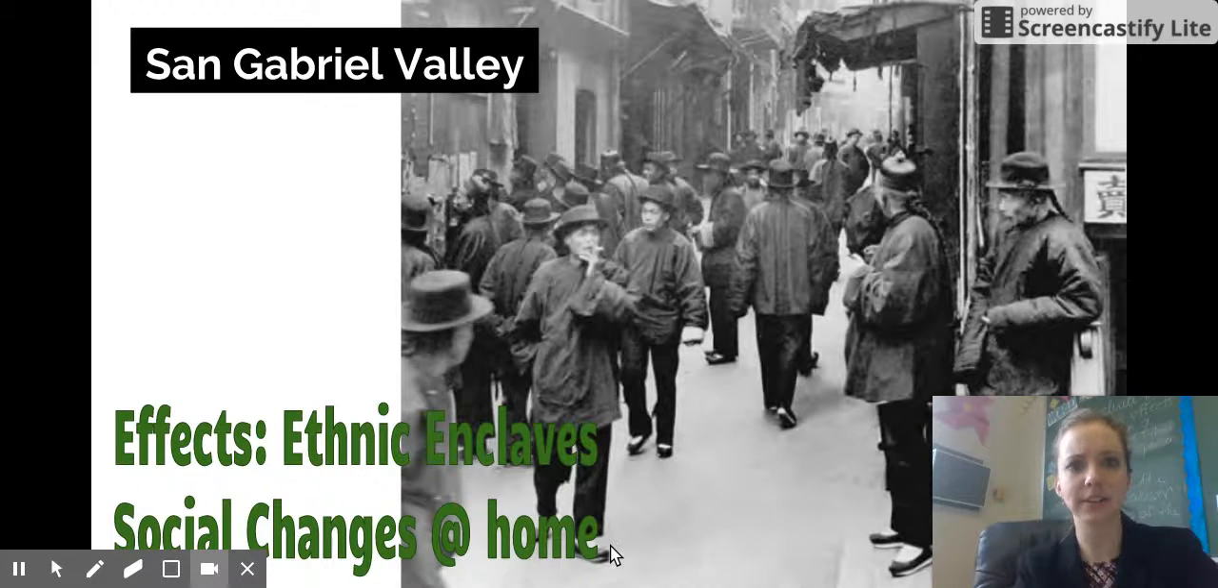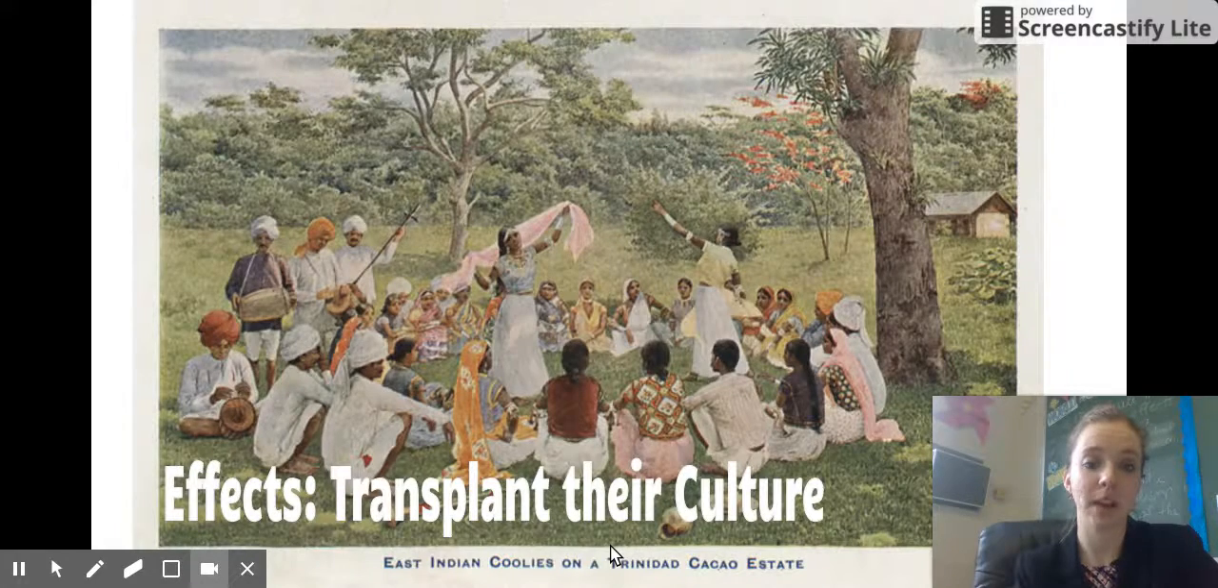But this also results in social changes at home. It's kind of just natural. Many of the people pictured in this picture are men. And so many migrants were men. They were going to work. Many of them returned back home. And so back home, women are changing in their role just as they need to take on more responsibility to lead the family. Furthermore, you see transplanted culture and a more cultural diversity around the place.